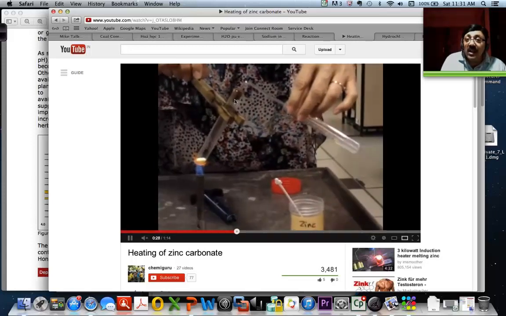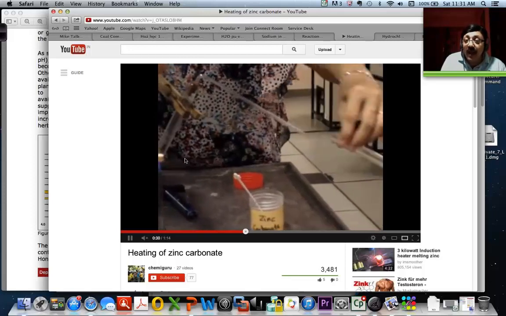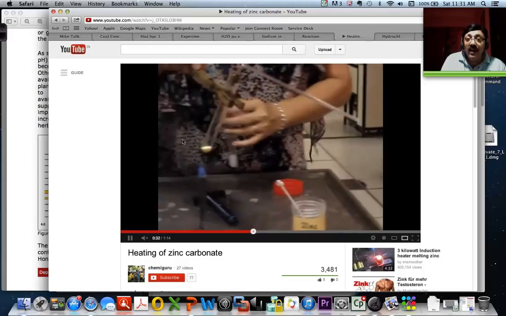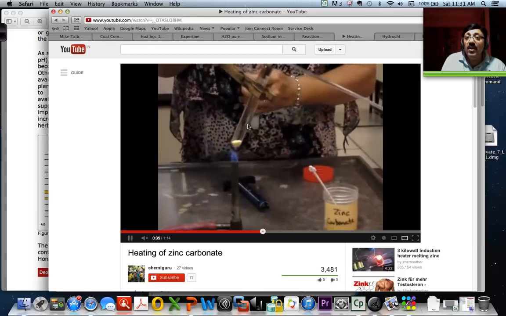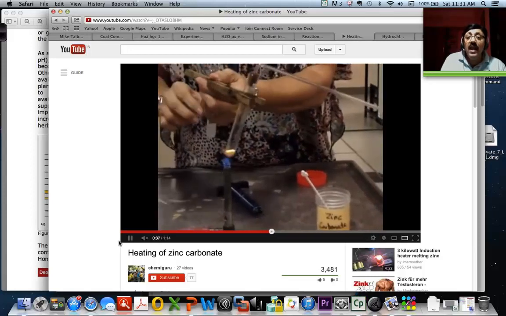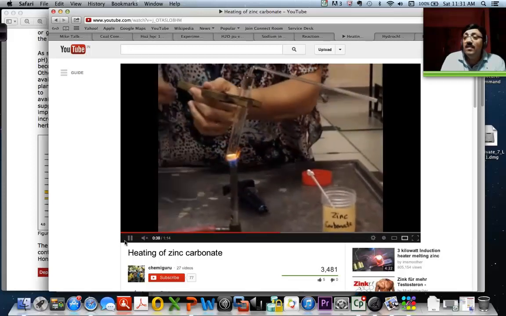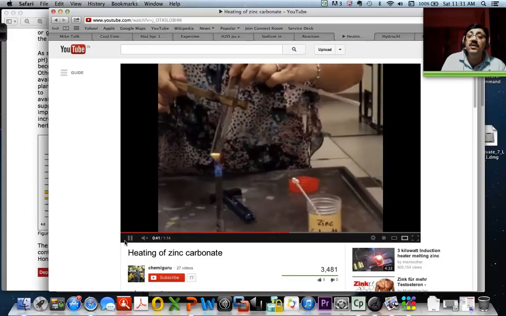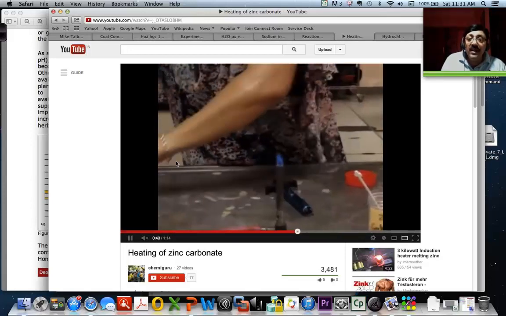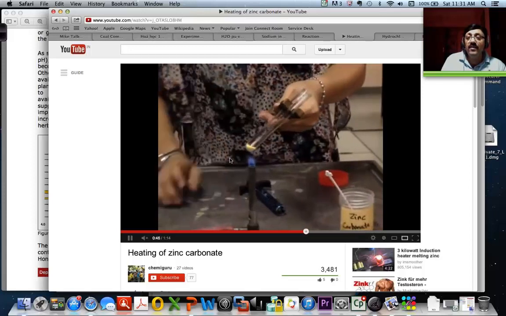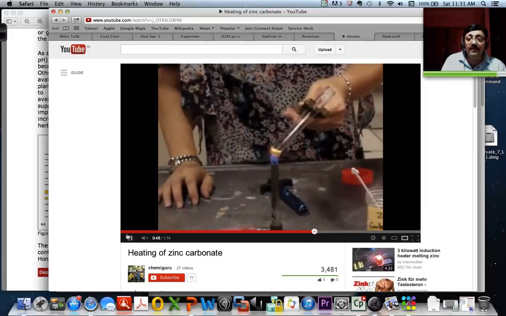Why? Because the carbon dioxide is liberated, and what is left behind is zinc oxide, right? You can see it's milky. Why? Because the carbon dioxide was passing through this lime solution, and some chemical reaction happens, and it turns milky. And what is left behind here is zinc oxide.